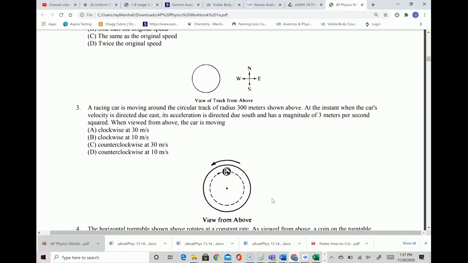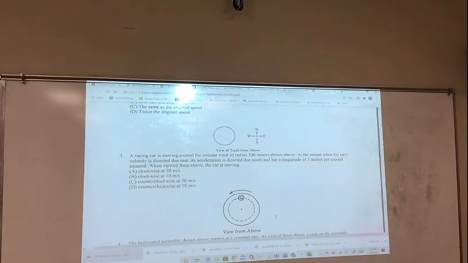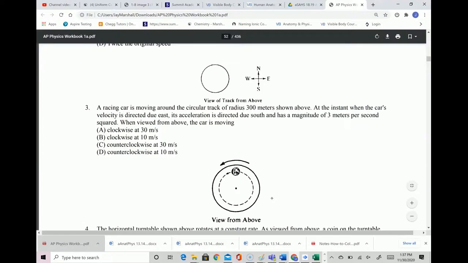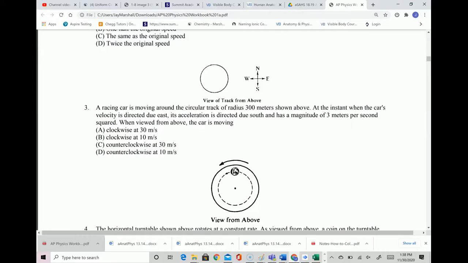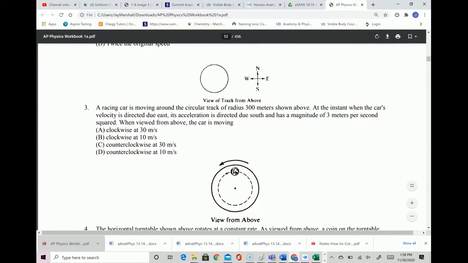When viewed from above, the car is moving. First of all, is it moving clockwise or counterclockwise? Its motion is directed due east, and that's the only point there on the circle, right at the top, that I'm going to be able to see that. It's not directed due east anywhere else on that circle. Well, what if it was going the other way though? But then it would be accelerating north.